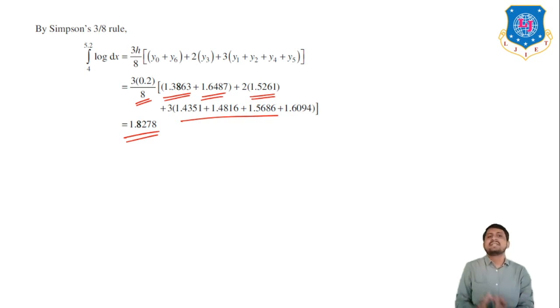Up to this point in this chapter we discussed the important methods. First is the trapezoidal rule, next is Simpson's 1/3 rule, and then Simpson's 3/8 rule. These three rules for numerical integration are the most important. Please try to solve more and more examples using these methods.